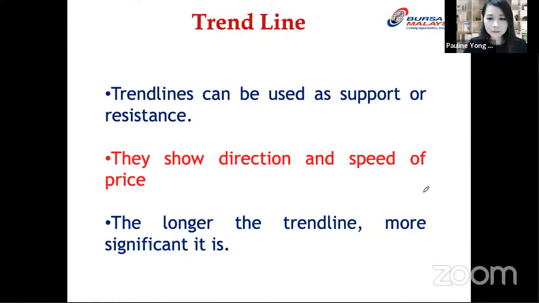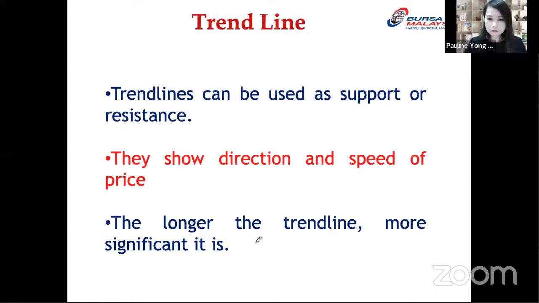So trend lines can be used as support or resistance, and they show the direction and the speed of the price. And the longer the trend line, the more significant it is. So first, trend lines can be used as support or resistance, and they can show the direction and the speed. And then the longer the trend line, the more significant it is. There are 3 points here.